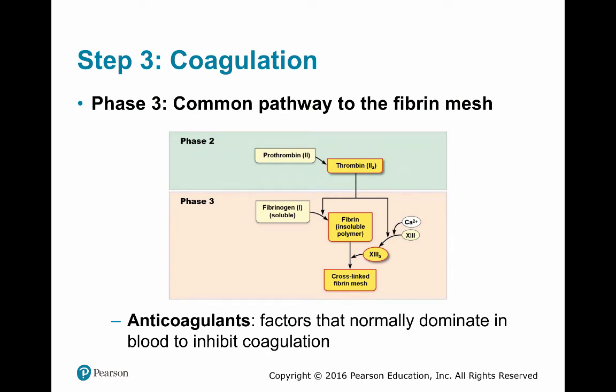Now, anticoagulants are factors that normally dominate in blood because we don't want our blood to coagulate for no reason, because then it'll get thick and we'll have issues with blood being able to flow through our vessels normally, right? And so we don't want that to happen unless there are problems.